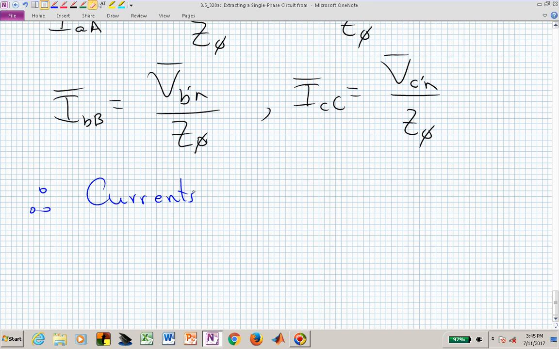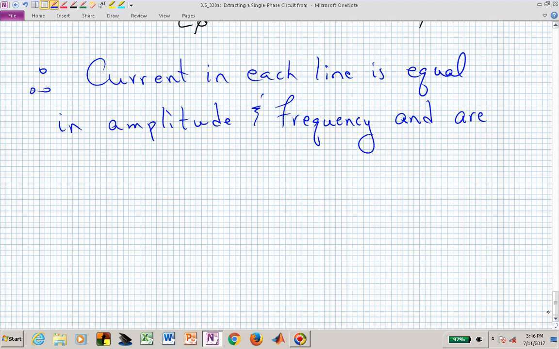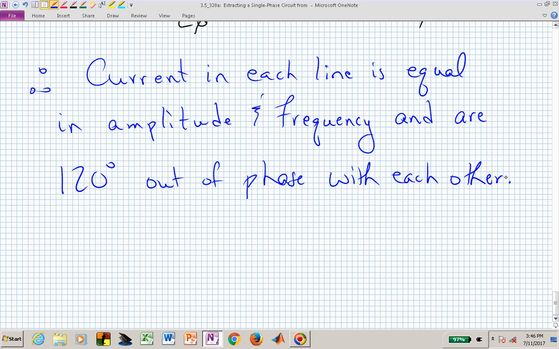So therefore, the current in each line is equal in amplitude and frequency, and those three current phasors are 120 degrees out of phase with each other.